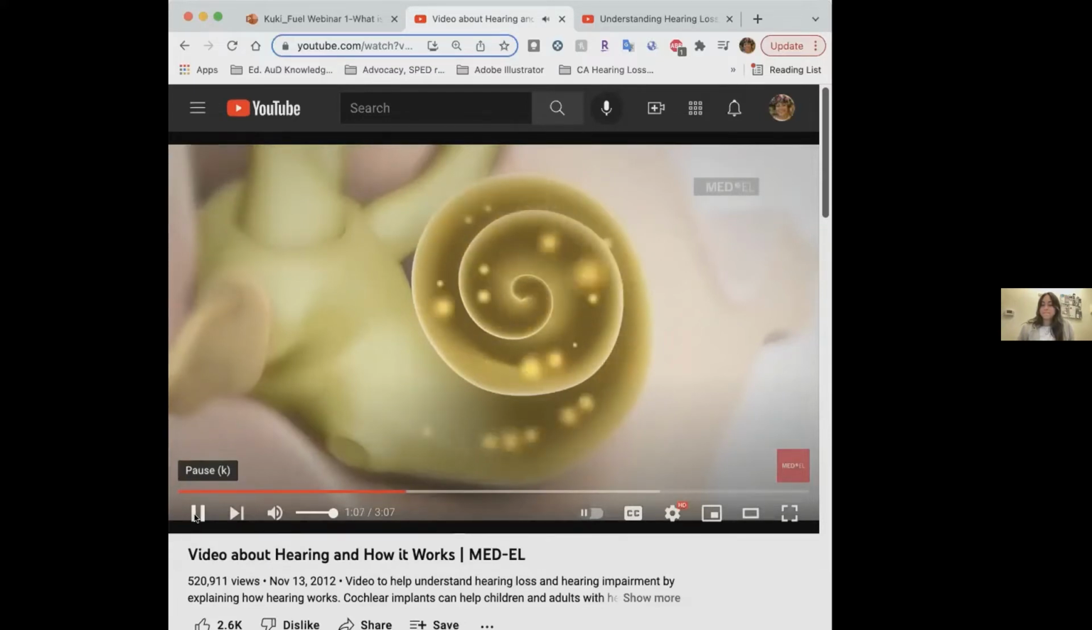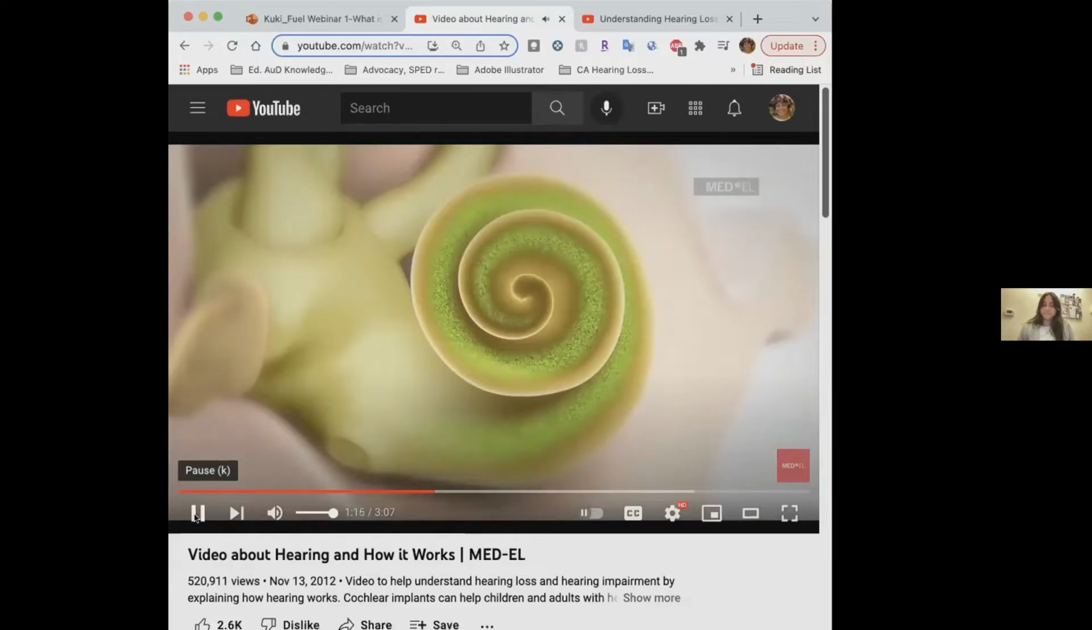Sensory cells, also called hair cells, line the entire length of the cochlea. These hair cells have varying degrees of sensitivity for the detection of different tones or frequencies. This allows the ear to perceive the entire spectrum of sound.